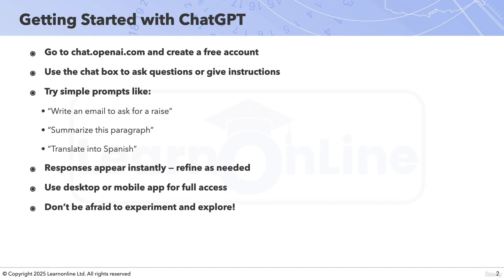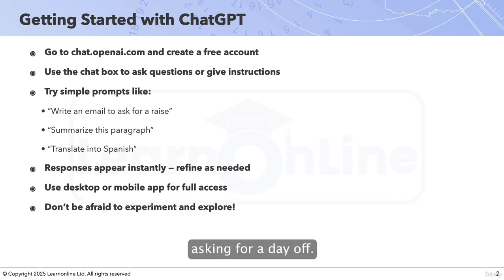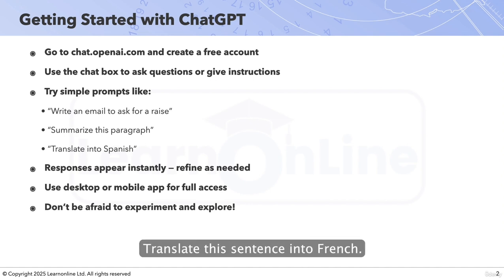Step 2. Start typing. In the box, you can type any kind of instruction, question, or message. Think of it like texting a super smart friend who knows a little bit about everything. You can say things like, "Write an email to my boss asking for a day off." "Summarize this paragraph into 3 bullet points." "Help me name my new Etsy shop." "Give me 5 blog ideas about healthy living." "Translate this sentence into French."